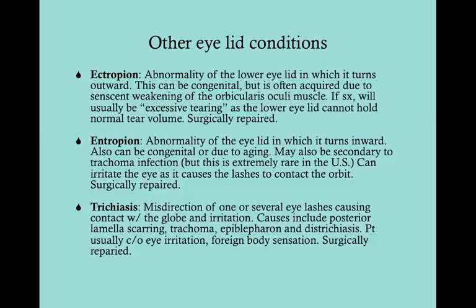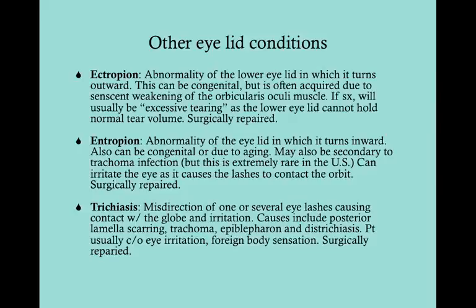Typically, this is asymptomatic, but if there are symptoms, usually it's going to be excessive tearing. Why is that? Not because you're making more tears, it's because the eyelid cannot hold the tears because it's turned out. And so the tears are just going to drip right out of the eyelid. So it can't hold its normal volume. If this becomes problematic enough, you can repair this surgically.